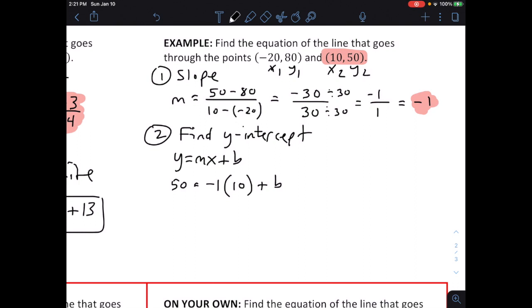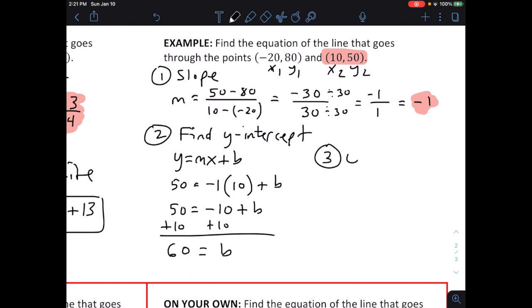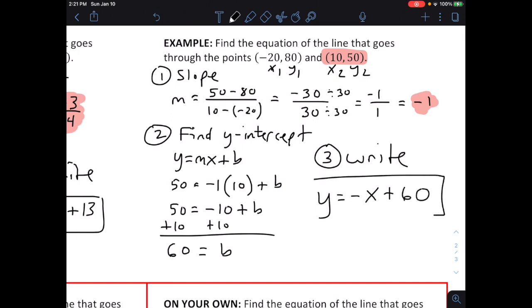Okay, so negative 1 times 10 is negative 10, so we have 50 equals negative 10 plus b. And then we add 10 to both sides. So we have 60 for our b value. So the third step, write the equation. So we have y equals, and in this case, in Schoology, you're going to want to enter only the negative sign, not the 1, remember? So we have negative x. Remember that 1 is there, but we just don't write it. Negative x plus 60. So there we go.